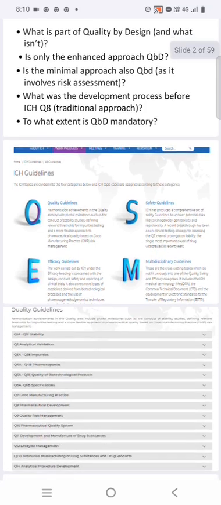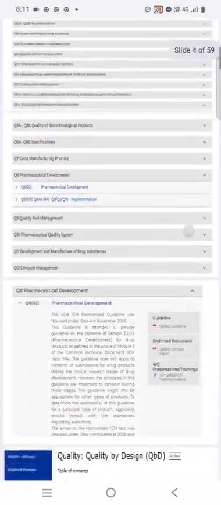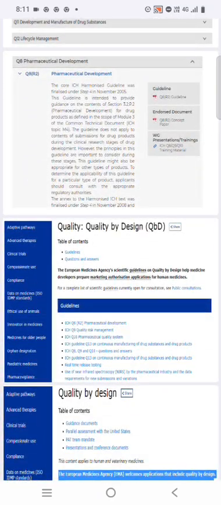Now you all know some ICH guidelines topics are there. Four titles are there, that is Q, S, E, M. Q is for quality guidelines, S for safety guidelines, E for efficacy guidelines, M for multidisciplinary guidelines. These all titles are available on the ICH website. Now you should follow the importance of quality by design for the explanation of the quality of the product.